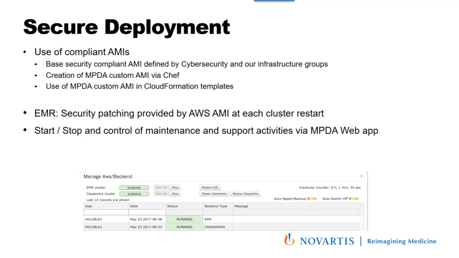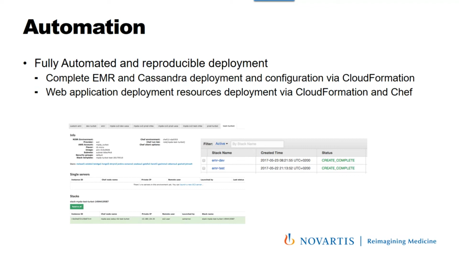Next, let's talk about the automation itself. For automation, as mentioned, for EMR and Cassandra, we're using CloudFormation stack sets and CloudFormation templates. For web app and AMI deployments, we're using CloudFormation and Chef.